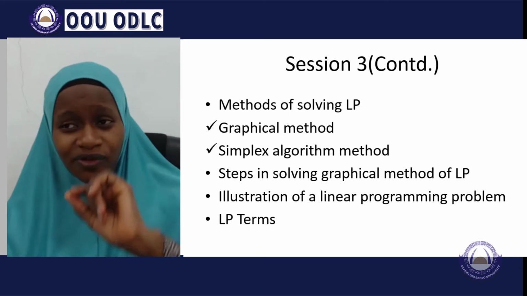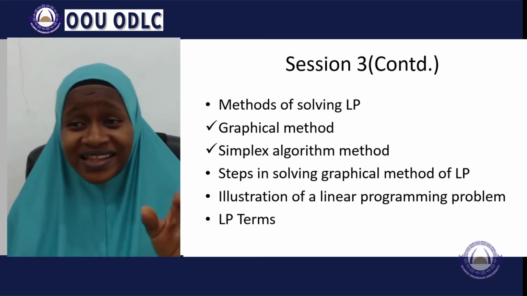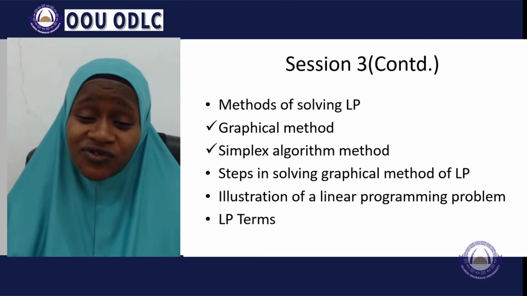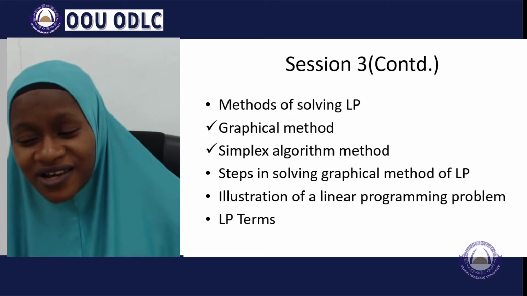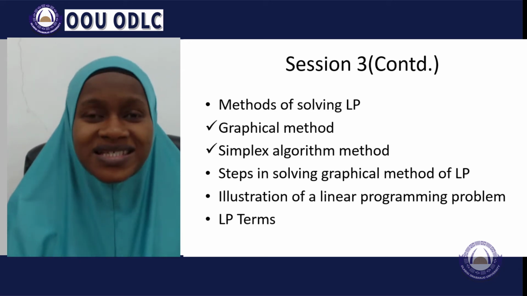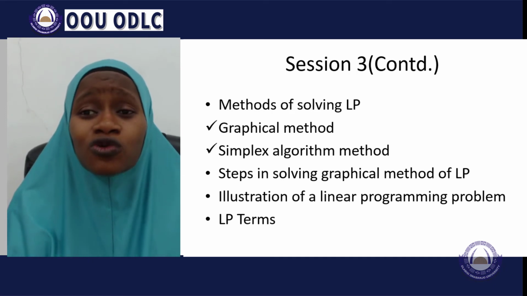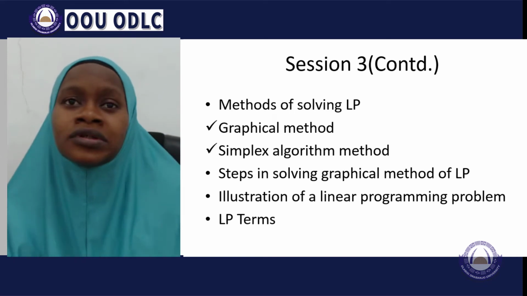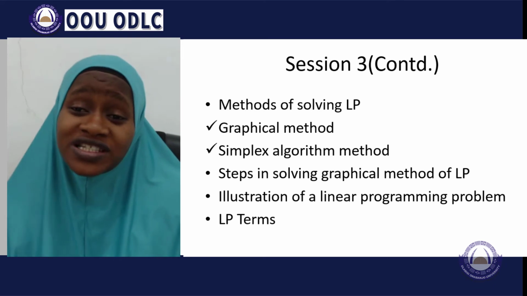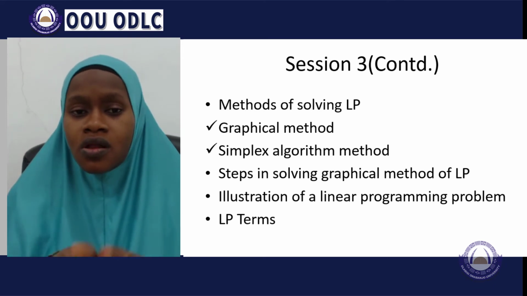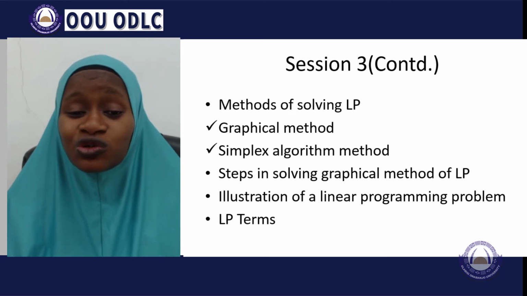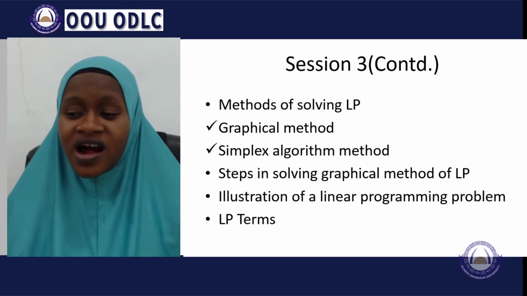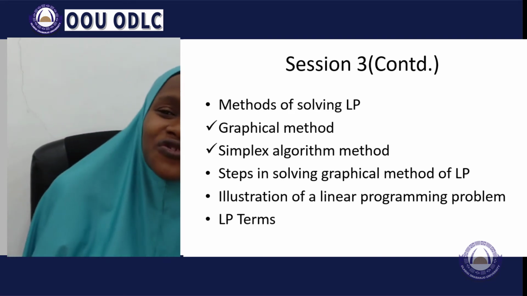From constraint 1, before I move to that, let me quickly explain what that problem says. The objective function says maximize 6x1 plus 7x2. The implication is that for every product or good x1 produced, the producer is expecting a return of 6 naira. And for every good x2 produced, the manager is expecting a return of 7 naira.